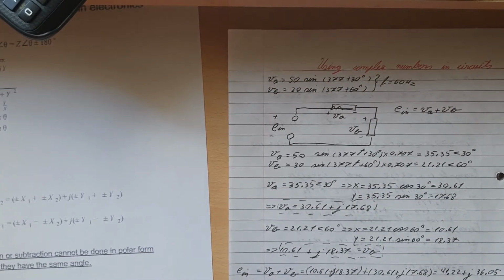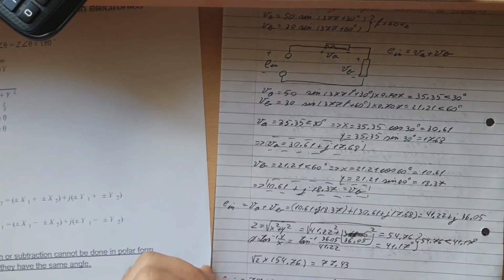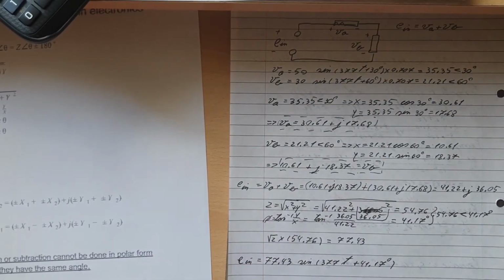And that's how you use complex numbers to solve a very simple AC circuit.